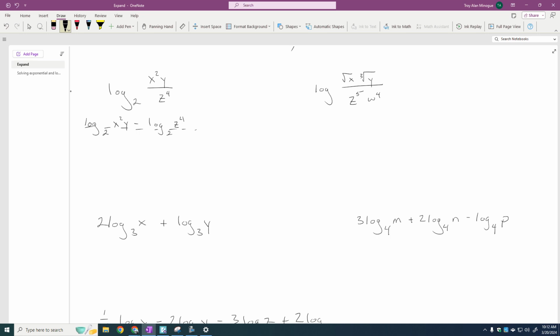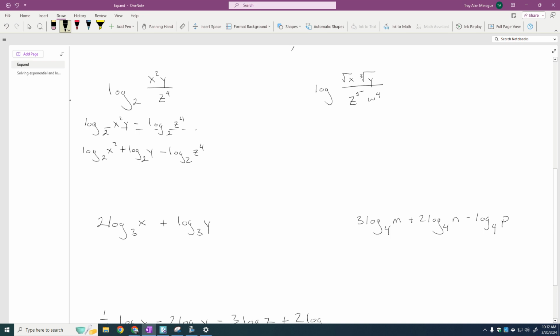This is 2 terms being multiplied together. So I can write that as log base 2 of the first plus log base 2 of the second minus log base 2 of z to the fourth. All right, next step.